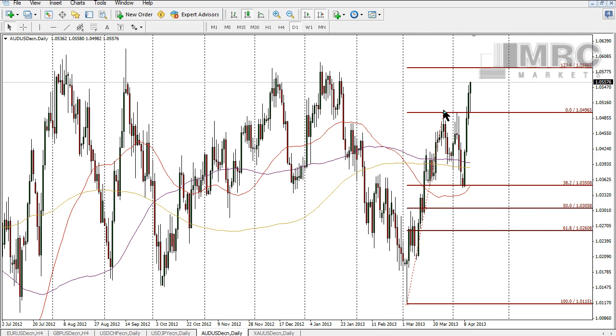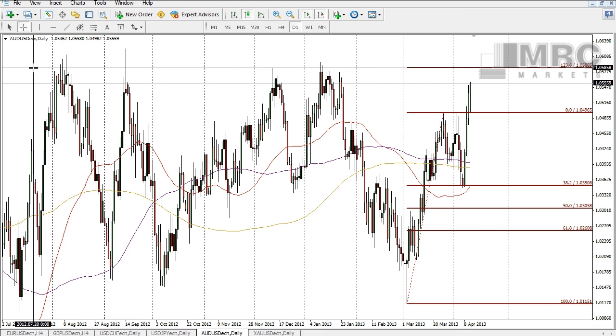It's already broken the 0%. It looks like it wants to come up and test a 123.6% extension, which also coincides with these highs up here. So that'd be a really interesting level there. I wouldn't be surprised to see it hold, but then again, if it does break, it really could fly up. There really is a lot of strength there in this Aussie dollar at the minute.